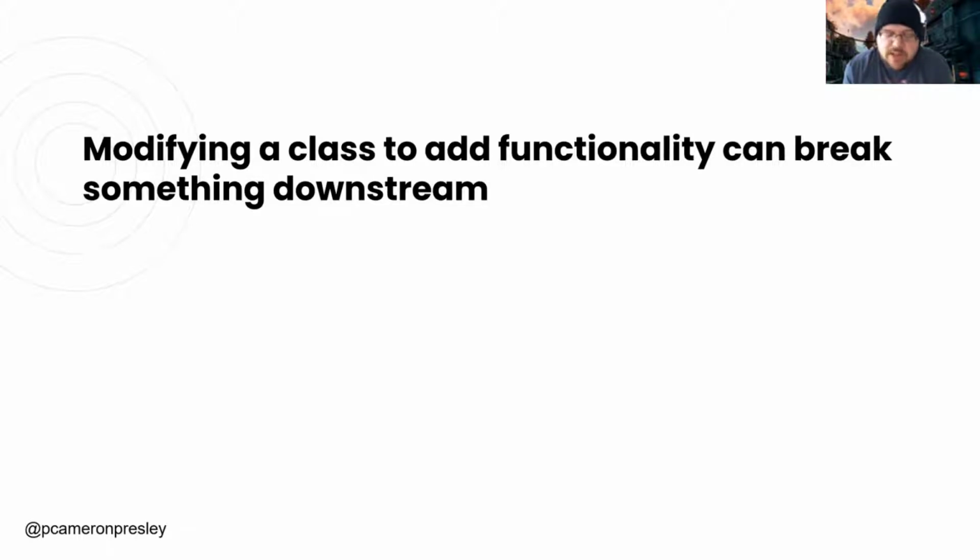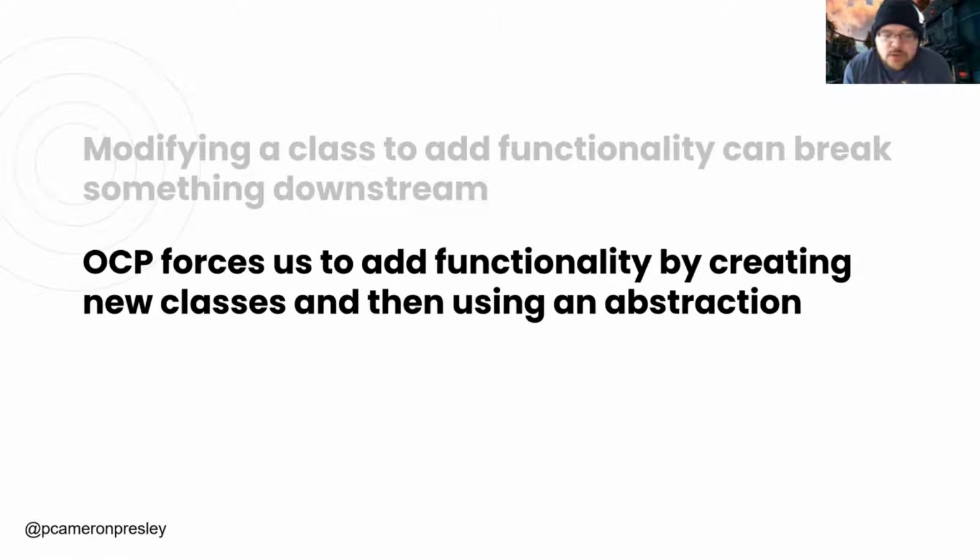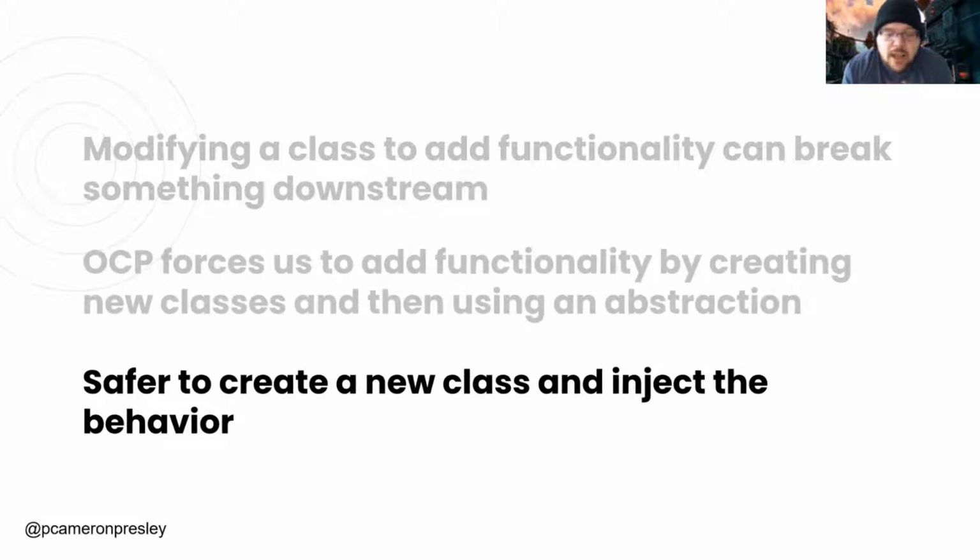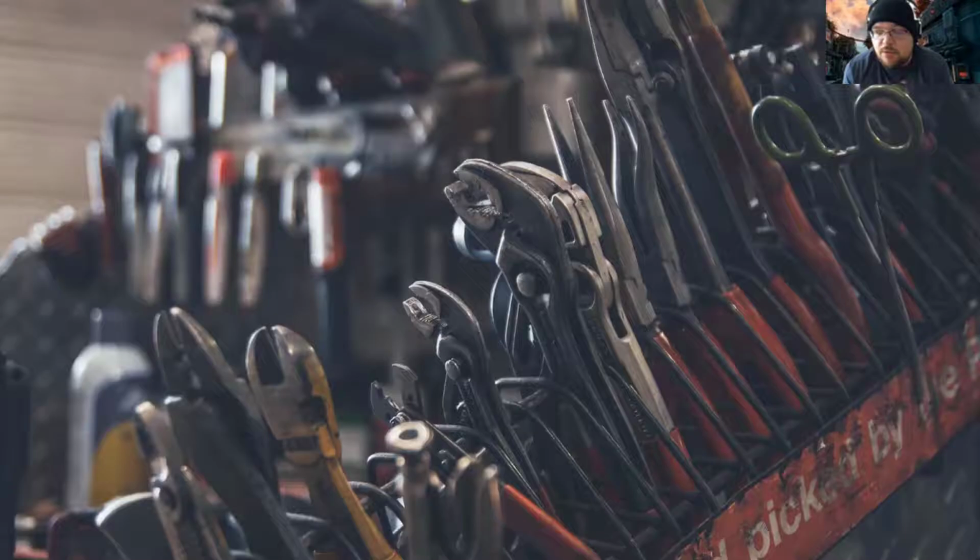We don't like modifying classes to add functionality because it can break something downstream, which isn't great. And open close forces us to add that functionality by creating new classes and then using an abstraction. Here's the abstraction word that we've talked about earlier today. And then once we've got that, it's always safer to create this new class and inject in the behavior. And so I'm going to show you that real quick using what we've done.